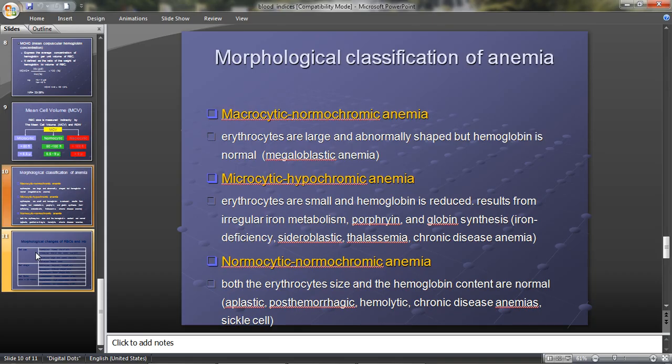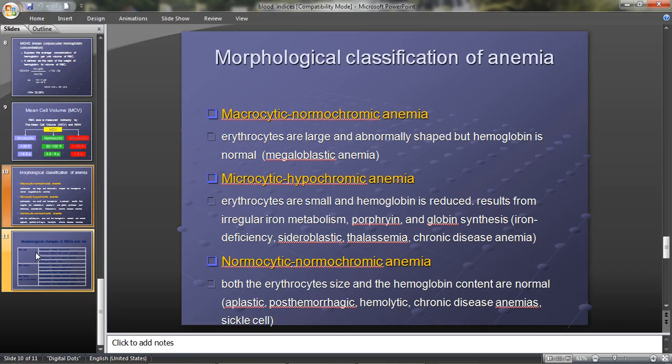Now, morphological classification of the anemia: macrocytic normochromic anemia. In this type of anemia, the RBCs are large, but the chromasia, or the color of the RBC, is normal. Erythrocytes are large and abnormally shaped, but hemoglobin is normal, therefore the chromasia is normal. One of the examples is megaloblastic anemia. The cause of megaloblastic anemia is vitamin B12 and folic acid deficiency.